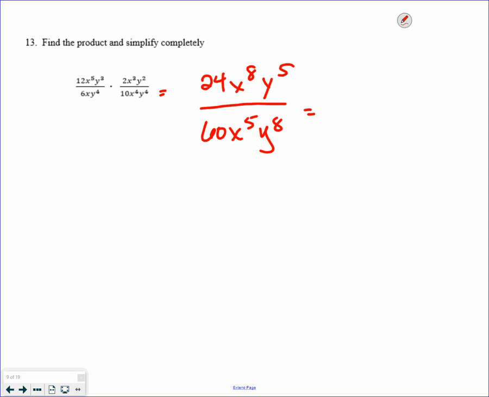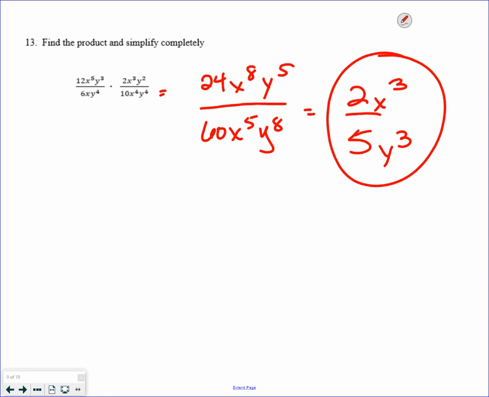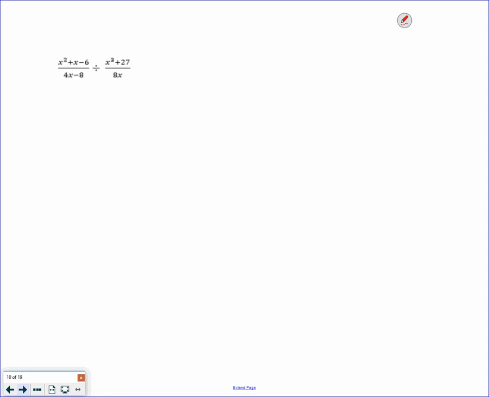Now, it's basically having 3 problems in one here. 24 divided by 60 reduces to 2/5. x to the 8th over x to the 5th, and y to the 5th over y to the 8th, and that's it. So if they're binomials, just multiply straight across and then reduce. Now the question becomes, what happens if they're not all binomials?